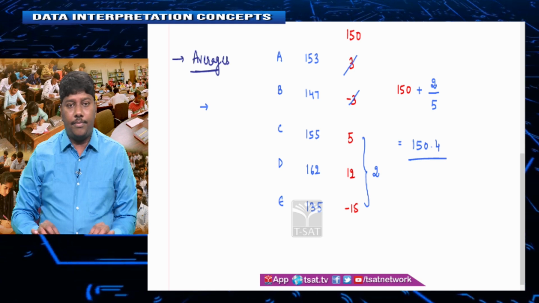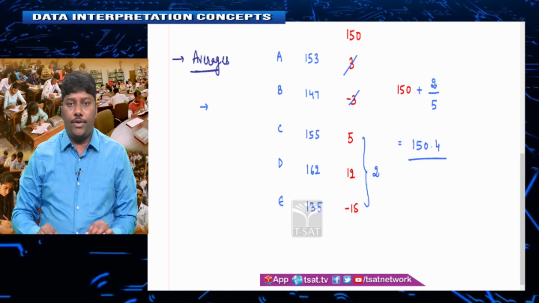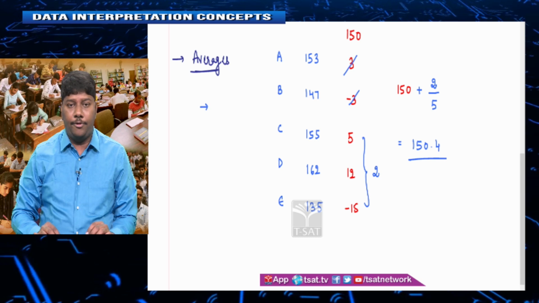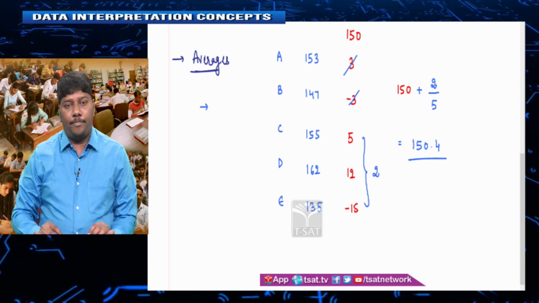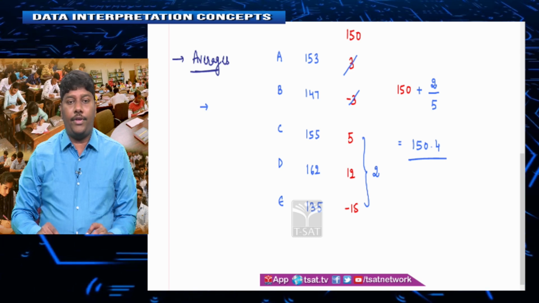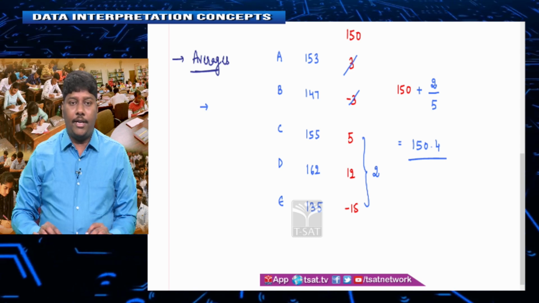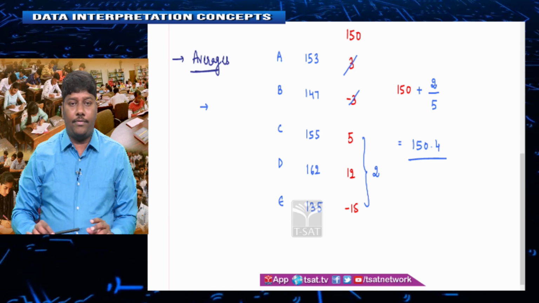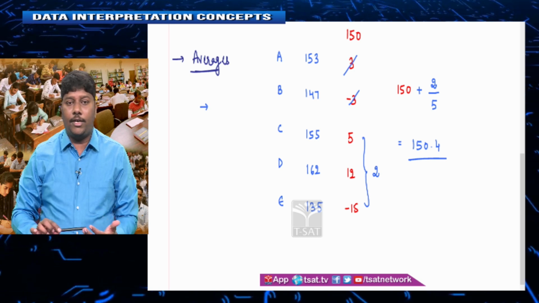Now, what is the reason behind this? Why we are taking these deviations and dividing it by 5, I will also tell you. Now, one more thing to learn here. If I ask you what is the total number of cars produced by A, B, C, D, E, in the exam, adding these odd numbers like 153, 147 would be tedious.